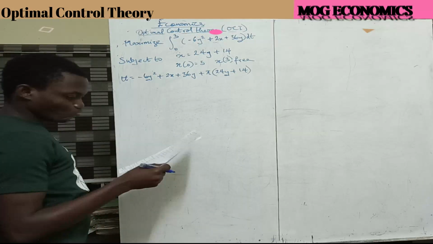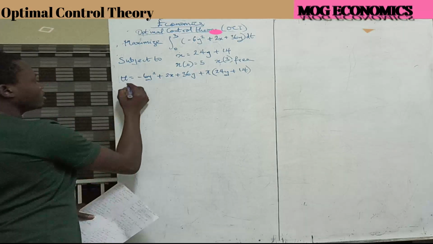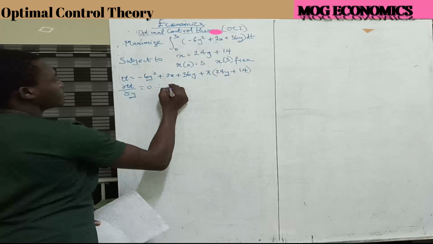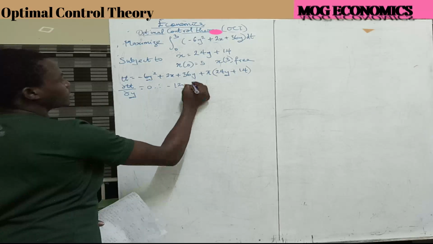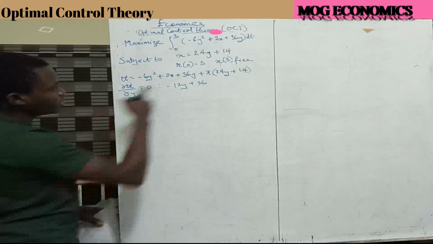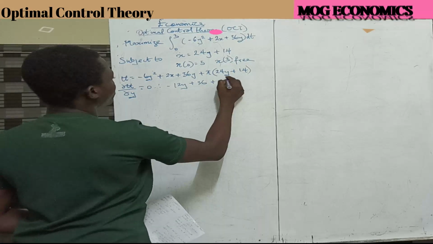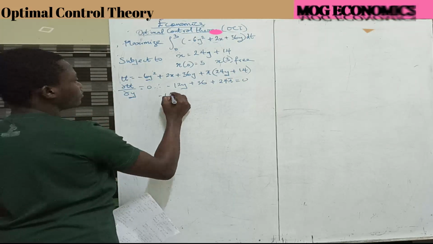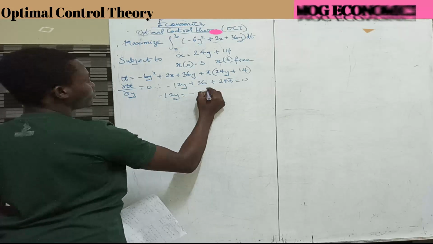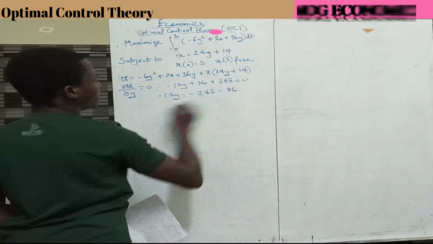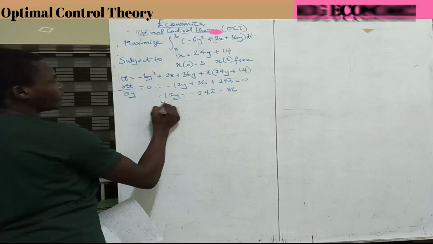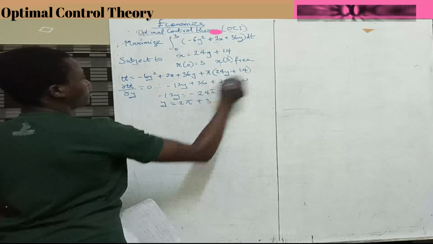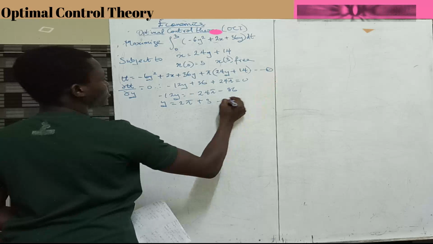So let's get to business. The first thing, the H over dy. So we have minus 12y, plus 36, then plus 24 lambda equals 0. So minus 12y equals minus 24 lambda minus 36. You can just divide all through by minus 12. When we divide all through by minus 12, we have y equals 2 lambda plus 3. So that is equation 1, equation 2.